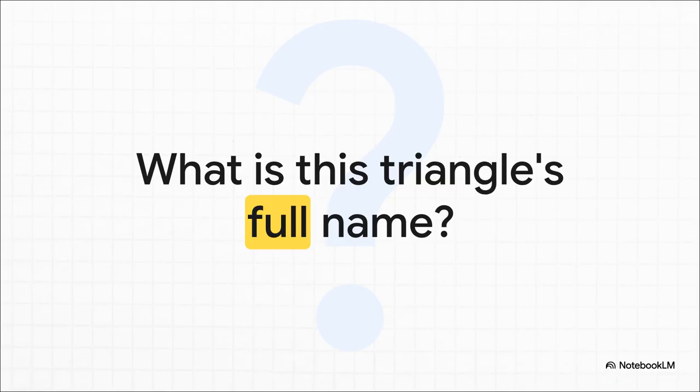So take a look at this. We all know it's a triangle, right? But what if I told you triangle is just its first name? To really get its true identity, you need its full name. So what in the world could that be?